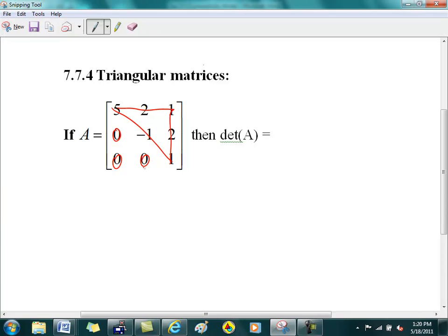For a triangular matrix in that form, its determinant is simply the product of the things on the diagonal. So it's just 5 times negative 1 times 1, which is negative 5. It doesn't matter how big the triangular matrix is. It could be 1,000,000 by 1,000,000. All you need to do is multiply the things that are on the diagonal. Is everybody all right there?